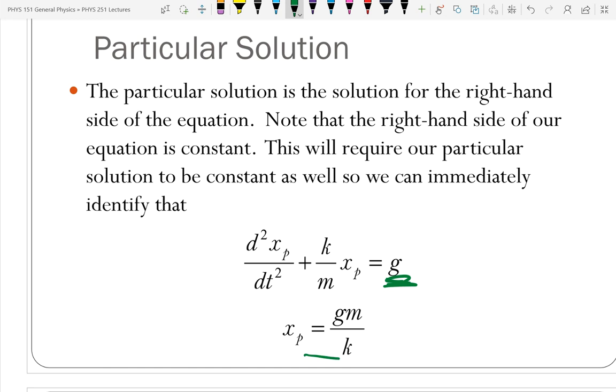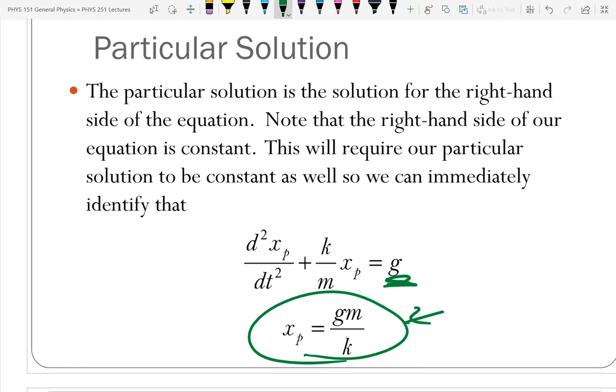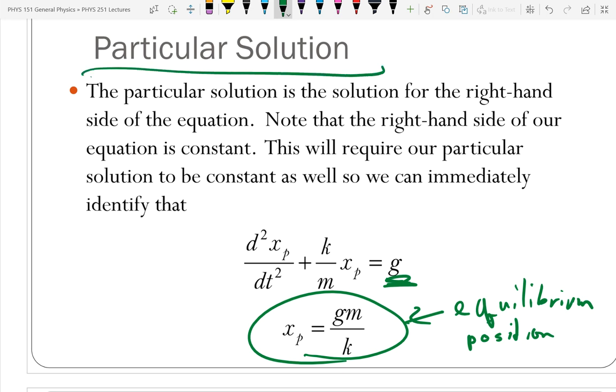So this is the particular solution. So my end result is going to be whatever I find for the homogeneous plus this offset. Can you tell me the physical meaning of this offset? That's the equilibrium position. That's the homogeneous solution, right? No, that's the particular solution.